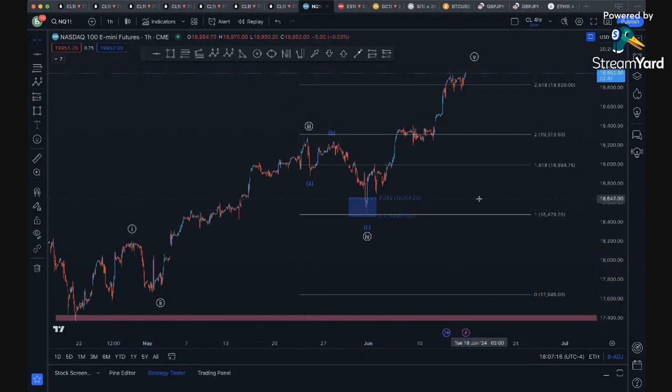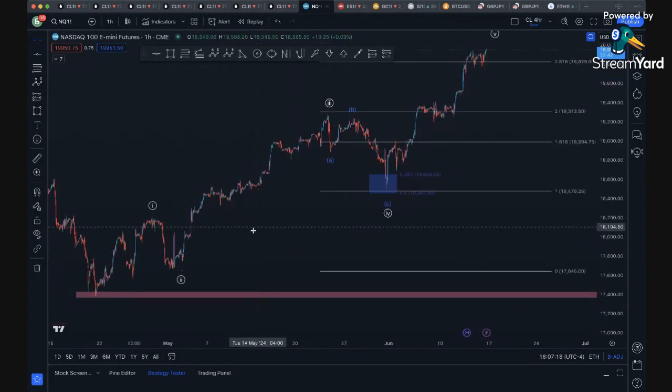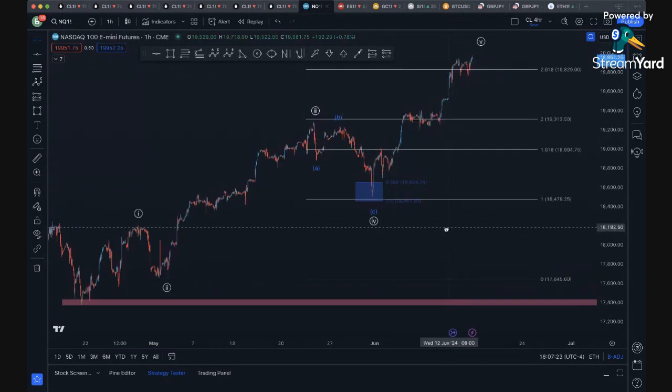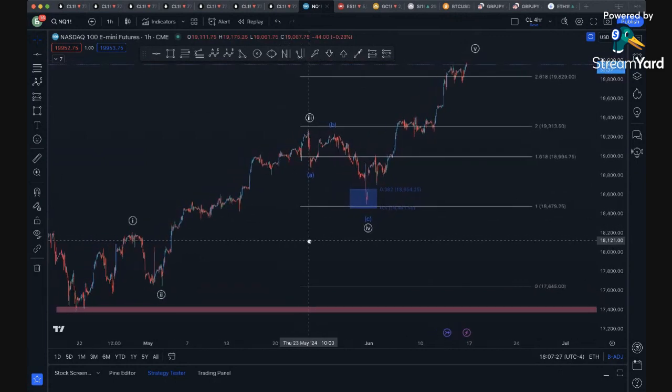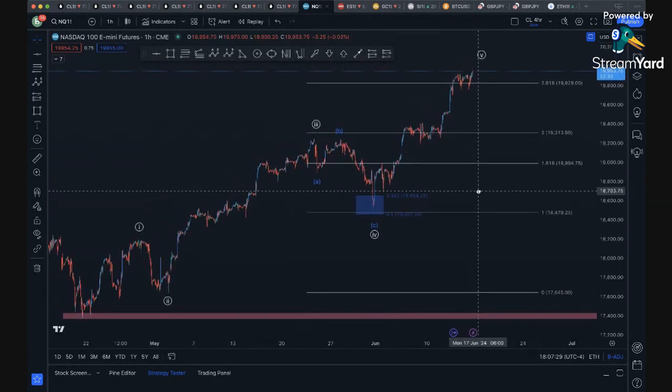All right, so far this looks like a very nice 3-wave move up extension with a wave 4 pullback, and nothing wrong with this. So this thing is really extended 2618.